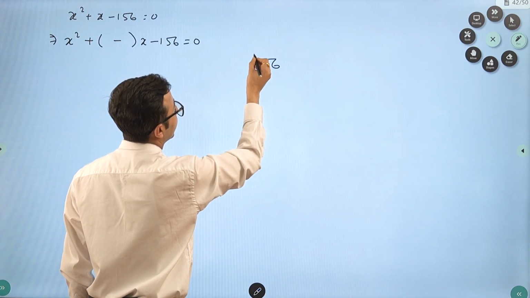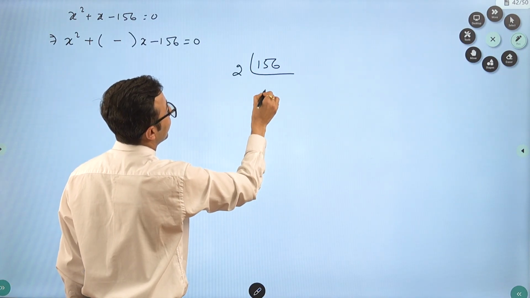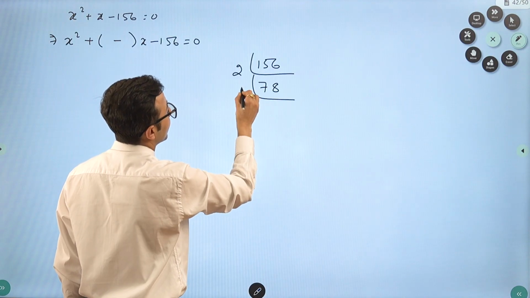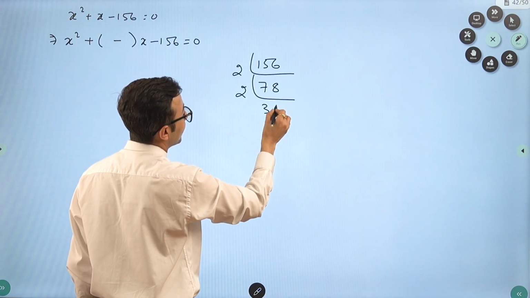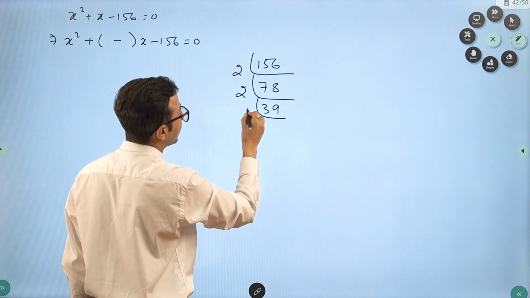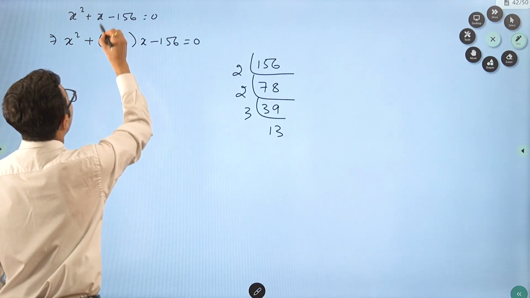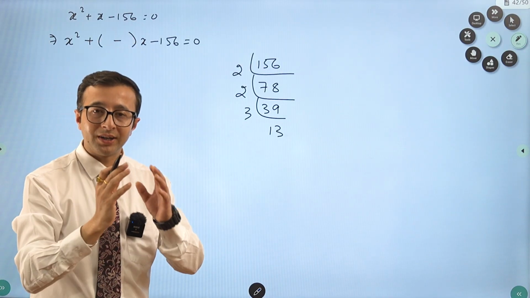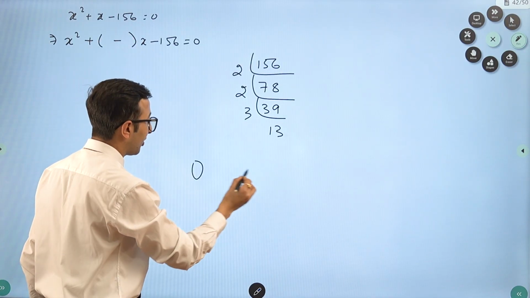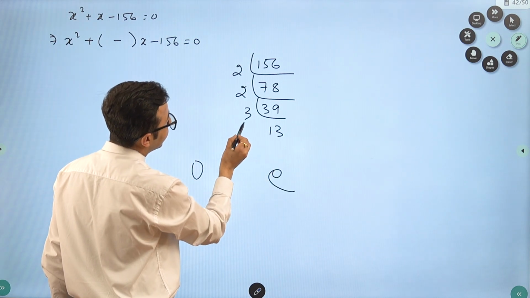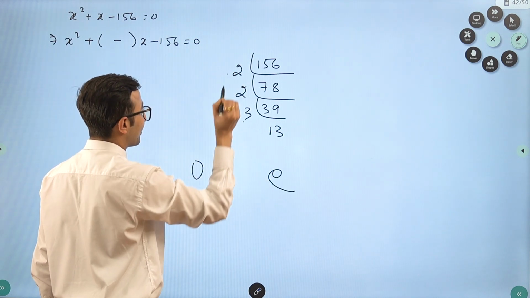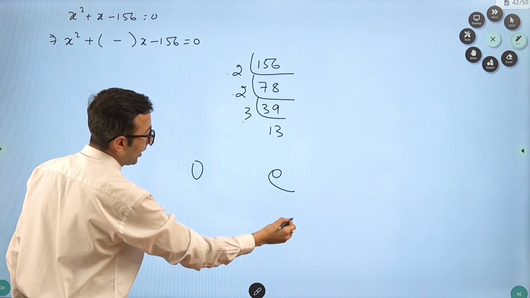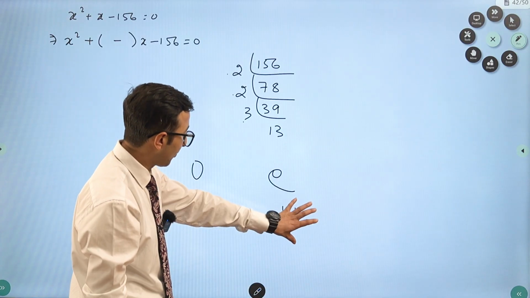156. With this, 2 7s are 14, 2 8s are 16, 2 3s are 6, 2 9s are 18, 39, 3 and 13. Now here one is an odd number, so on one of the sides you have to take the odd number, another is even. Here odd are 3 and 13, another even is 2 and 2. So 2 2s are 4. Let me keep 4 as one of the sides.